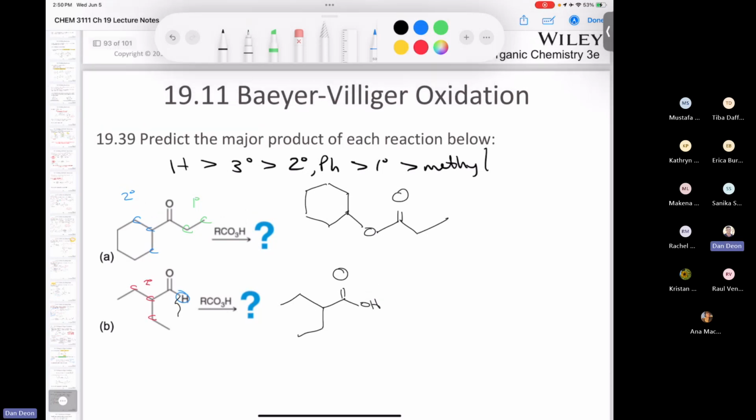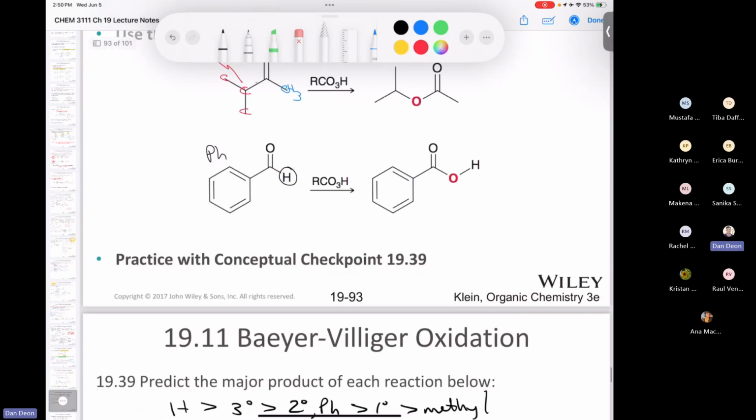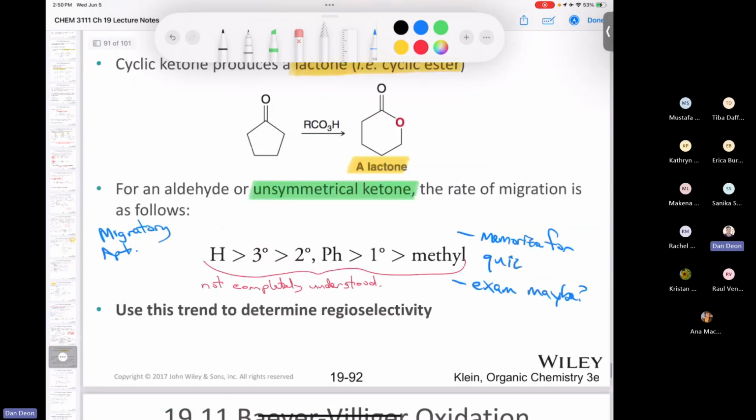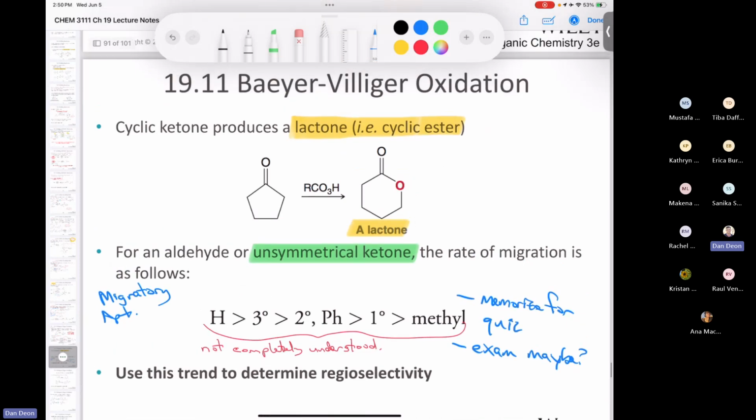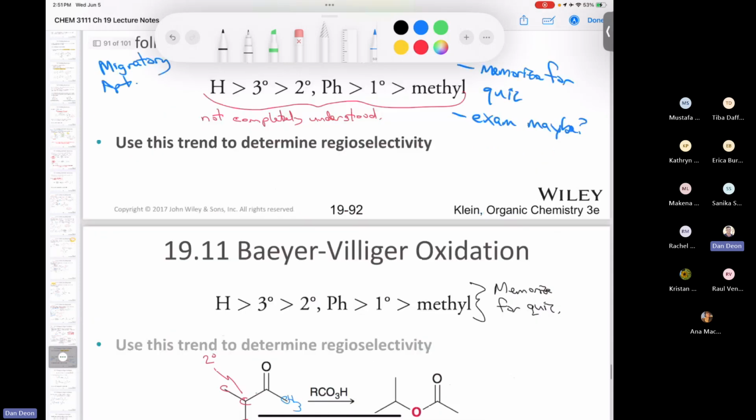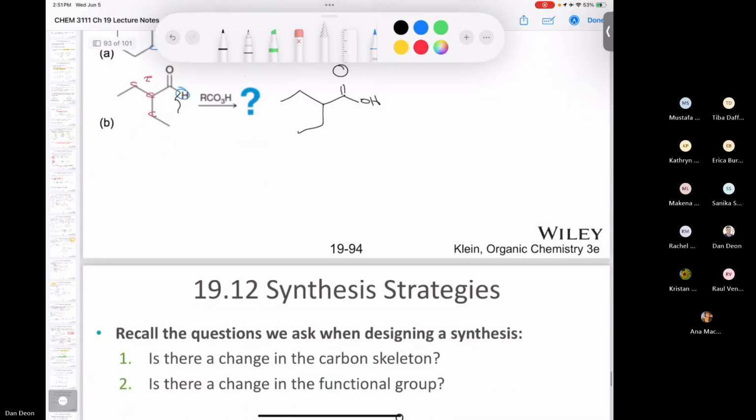A little bit about the Baeyer-Villiger oxidation, kind of a cool reaction. I feel like the book doesn't really hammer on changes in functional groups, but you can take a ketone and convert it to an ester. You can take a cyclic ketone and convert it to a lactone. You can take an aldehyde and convert it to a carboxylic acid. So there are some pretty neat things you can do with the Baeyer-Villiger oxidation.